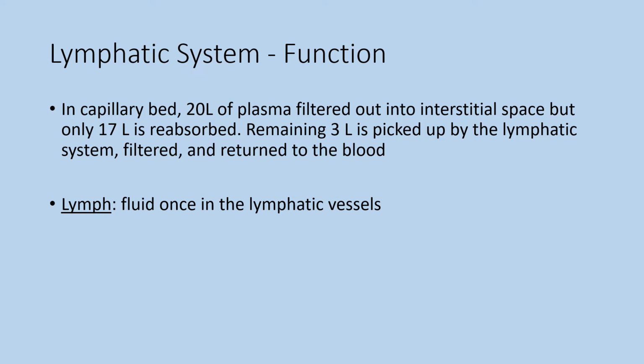So in a capillary bed, your blood vessels, like I say, are coming through. Capillaries are the smallest in terms of diameter of your blood vessels. This is where all the exchange occurs. Roughly speaking, about 20 liters of plasma is filtered out, but only about 17 liters is reabsorbed. So that means you've got 3 liters that's left behind there. You have to get that filtered and returned back to the blood. So that fluid, once it's in the lymphatic vessel, is called the lymph.